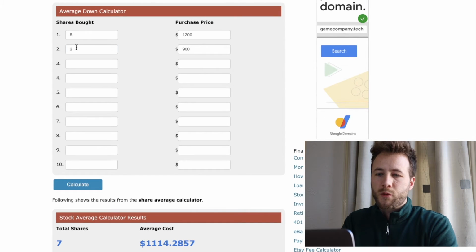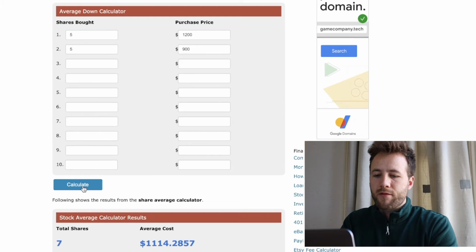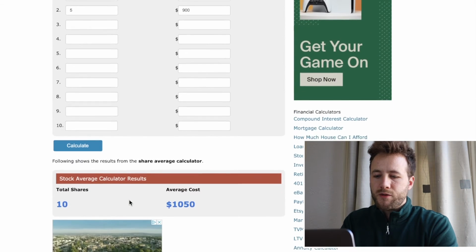Now it's quite simple. If you wanted to buy a couple more shares, like 5 more, then that would be exactly halfway through that. So then that would go down to 1050.